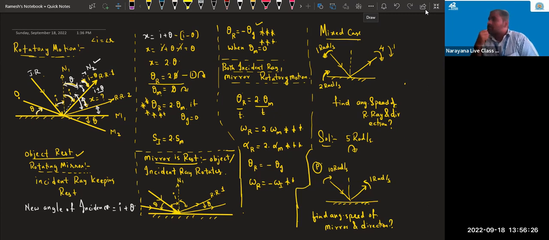4.5 radians per second, clockwise and anti-clockwise.